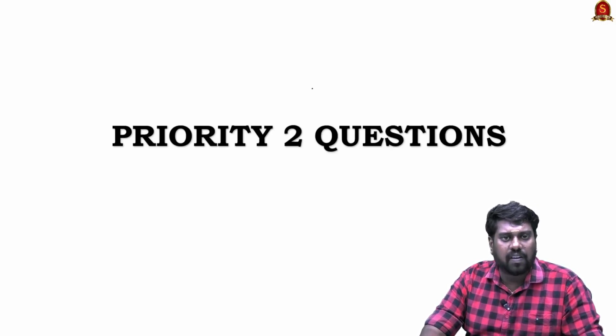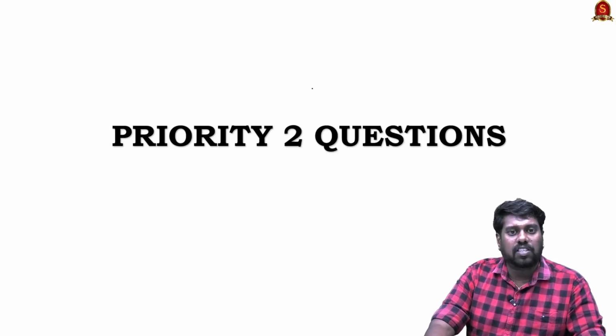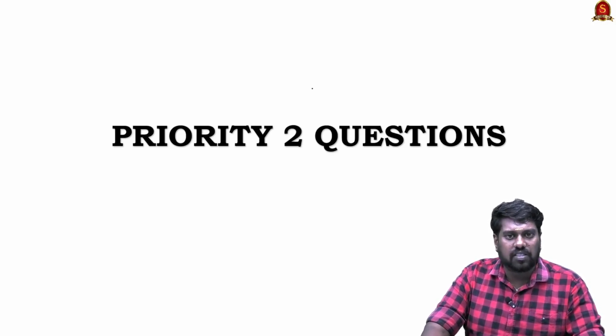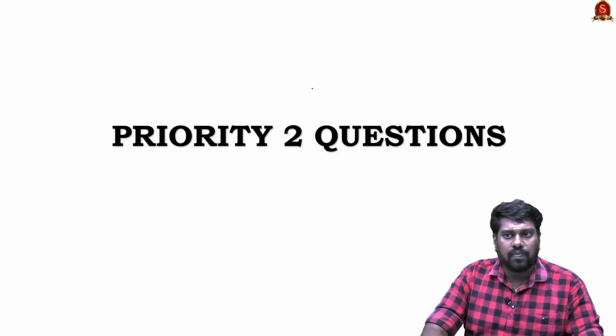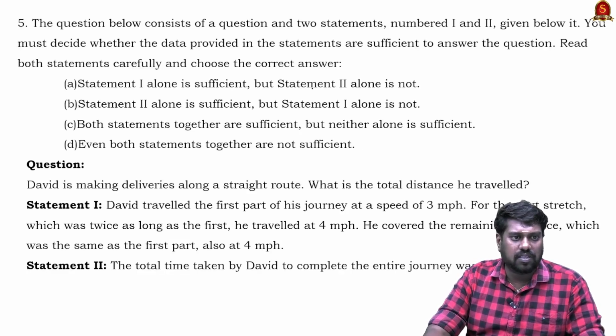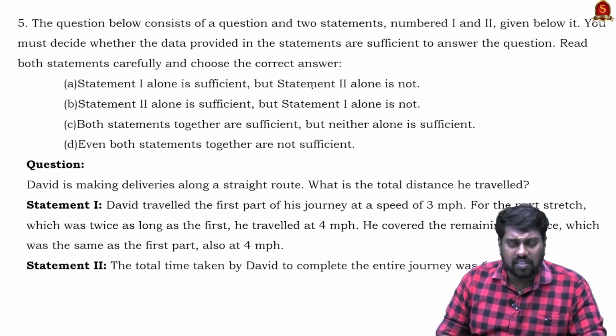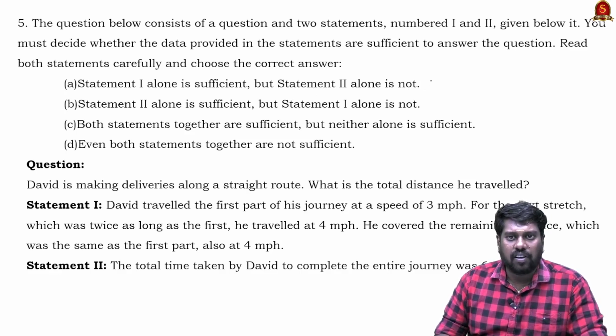So I have given roughly 6 questions for you now, which are very easy questions, right. These questions which are going to come now can be made your priority 2 questions, okay. Now see here, the first question. Many of you are weak in data sufficiency. The first mistake you people are making in data sufficiency is finding the answer.